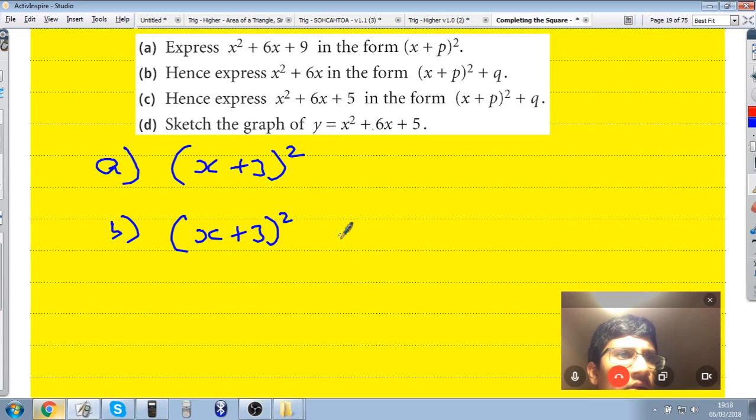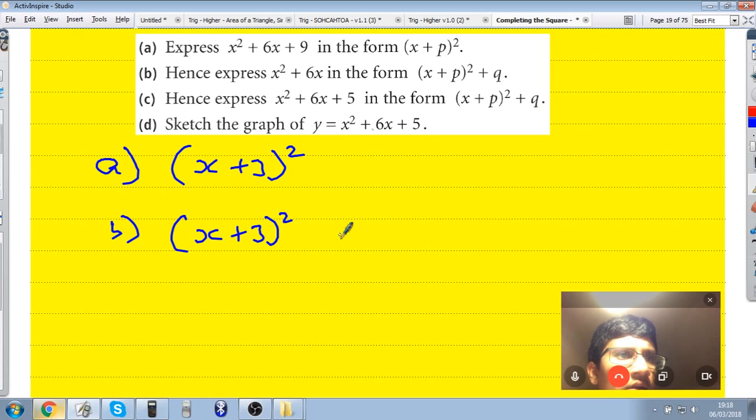So basically, that's called completed square form. So the first one is a perfect square, and then the second and third are completed square form, where you've got a perfect square and then a bit extra added or subtracted. Often it is subtracted. Same idea. Let's try this.